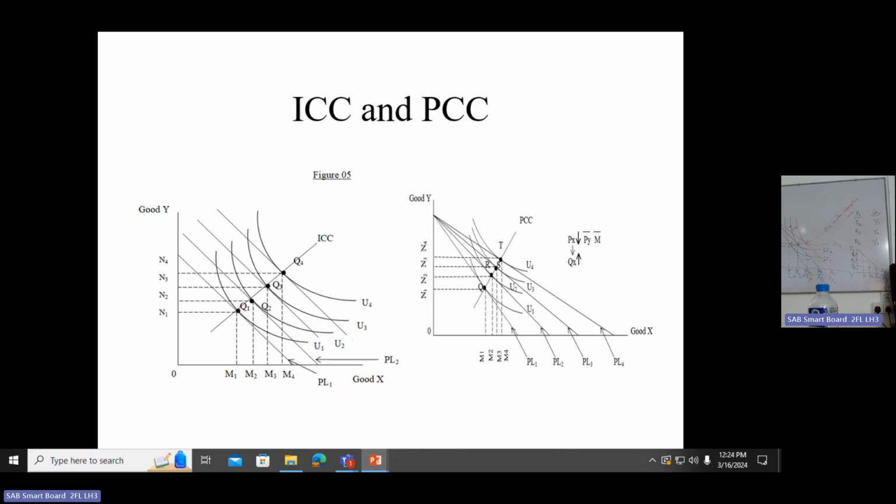Some of the things behind this ICC and this PCC we will discuss next day. Right. So that's about today's lesson.